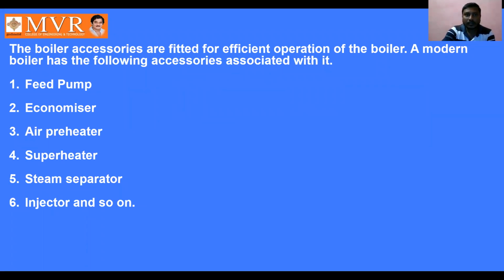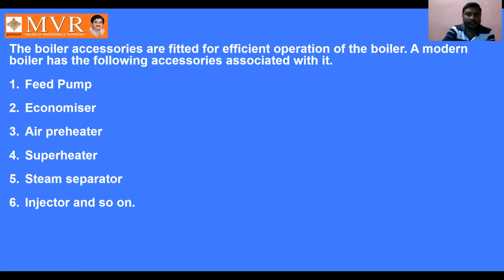See here, these are some of the accessories which we have: feed pump, economizer, air preheater, superheater, steam separator, injector, and so on. In this lecture, we are going to learn about the feed pump, economizer, and air preheater, and the remaining three we are going to study in the next video.